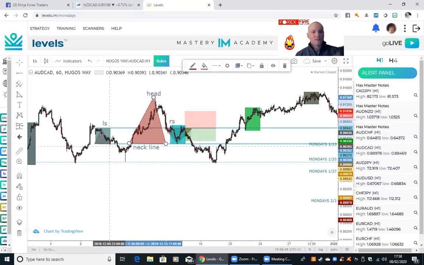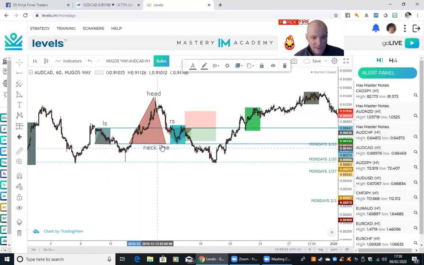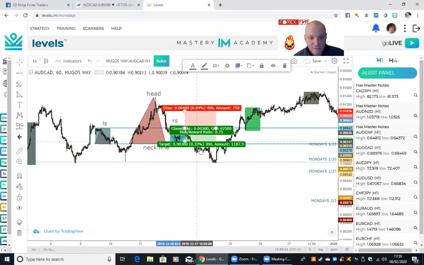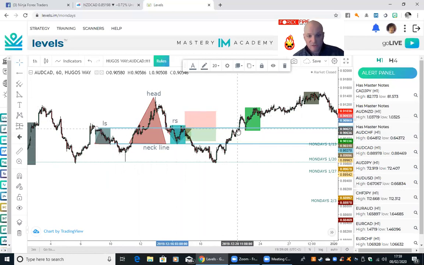So step one, identify your left shoulder. You've had the breakout on the top, so that top end is your left shoulder. You've then got the head. Okay, you want the 100% retracement to the neckline. We've got that here. Okay, so that's your neckline. You then need the retracement back up to round about here, for the right shoulder, the opposite, which is here.